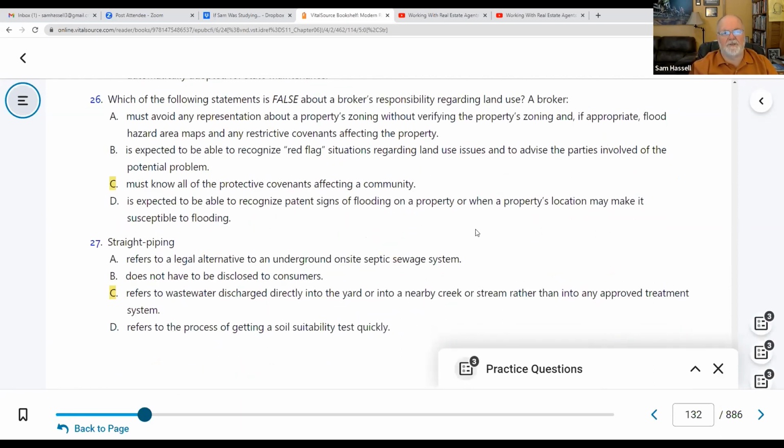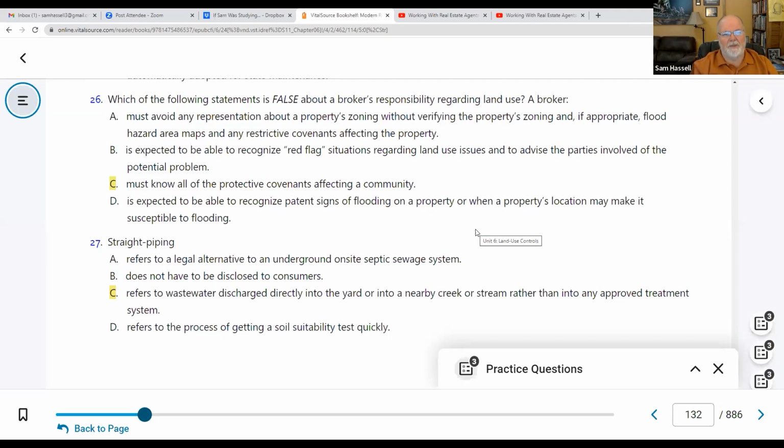Last 2. Which of the following statements is false about a broker's primary responsibility regarding land use? Let's do the true ones, they're more helpful. A, a broker must avoid any representation about a property's zoning without verifying the property's zoning, and if appropriate, flood hazard area maps and any restrictive covenants affecting the property. You need to know where FEMA's maps are too. You need to know what's in a flood zone and what's not. Best thing to do is call an insurance person. They know the flood maps better than anybody.